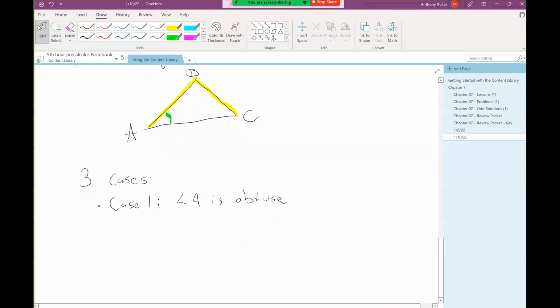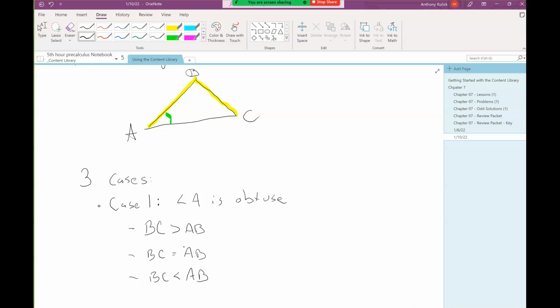So if angle A is obtuse, then the relationship between the sides AB and BC could be 3 different things, right? Let me make sure I do this in the same order I write down here, so if anybody goes back to look at this, okay. So let's say BC is greater than AB, or BC could equal AB, or BC could be less than AB. Those are the 3 relationships the 2 side lengths could have.